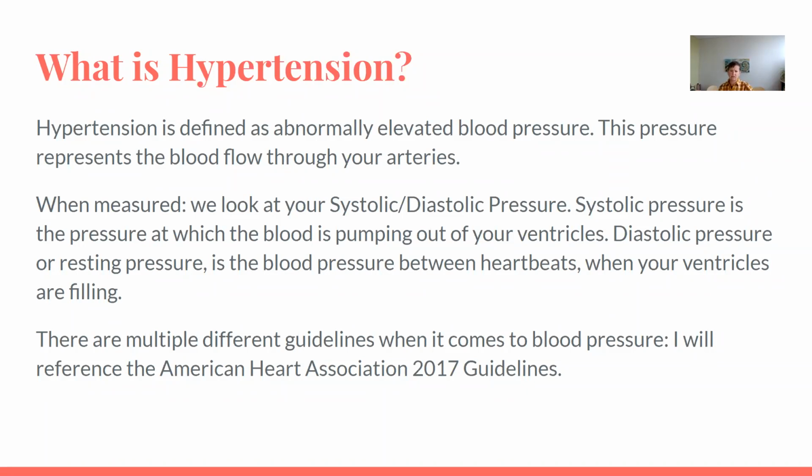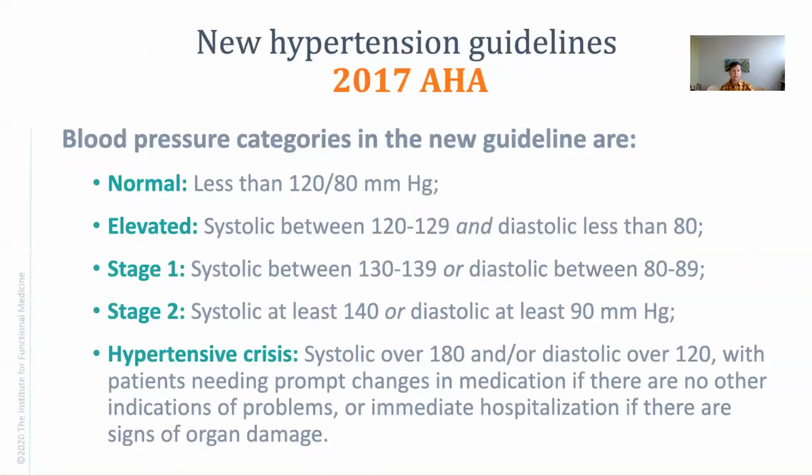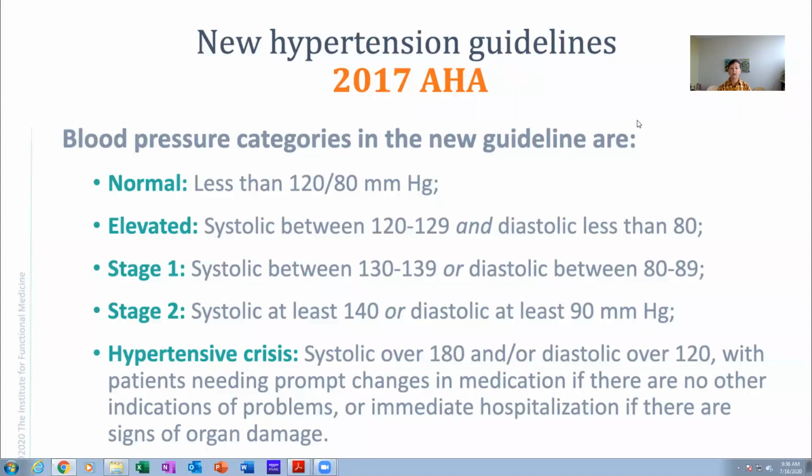So there's several guidelines when it comes to blood pressure, and I'm going to reference the American Heart Association guidelines from 2017. So these guidelines basically say that normal is less than 120 over 80 millimeters of mercury. Elevated is a systolic between 120 and 129, and a diastolic less than 80. Stage 1, systolic between 130 and 139, or diastolic between 80 and 89. Stage 2, you're looking at systolic at least 140, so 140 or above, or diastolic at least 90. So if you're above 140 over 90, that's definitely hypertension.